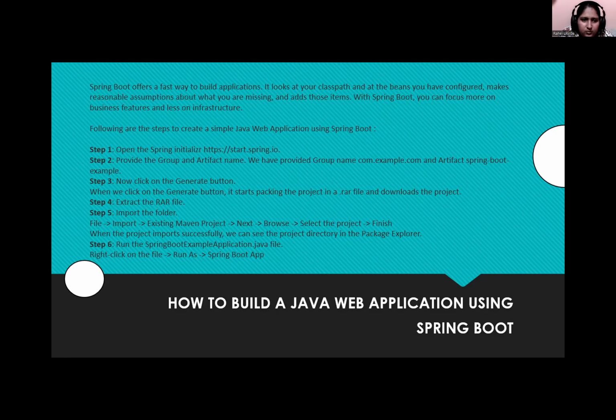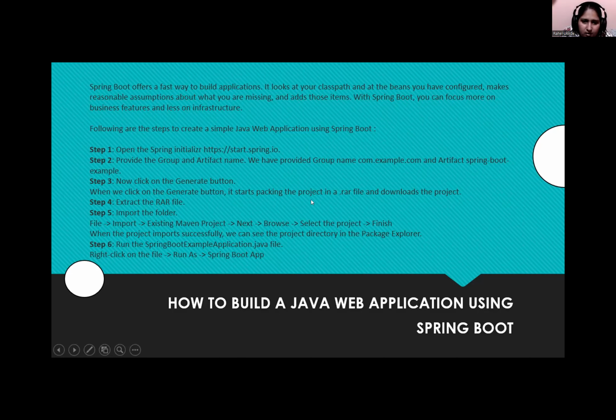We'll see the steps to build a simple Java web application. The first step is to open the Spring Initializer for the configuration that we'll do. The second step is to provide the group and artifact name, which we can give on our own. We have provided the group name as com.example.com and the artifact as Spring Boot example. Step 3 is to click on the generate button.